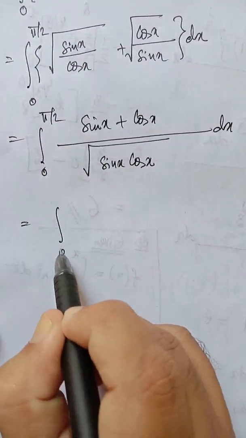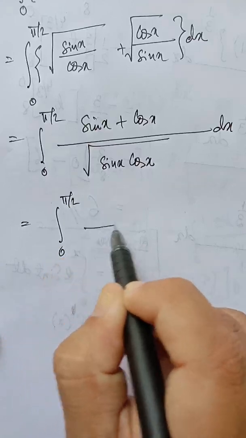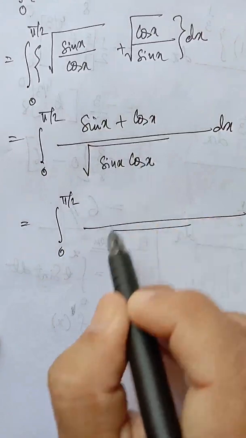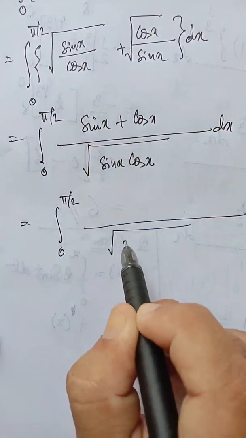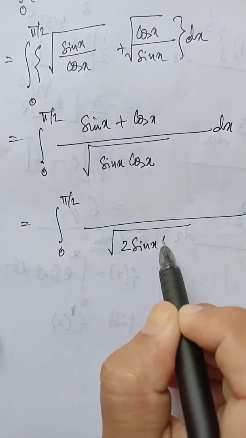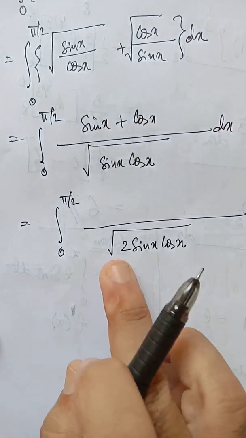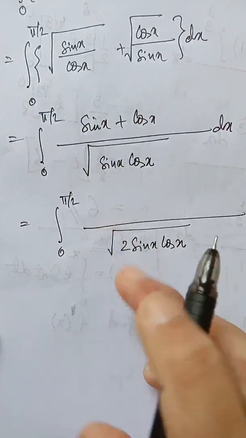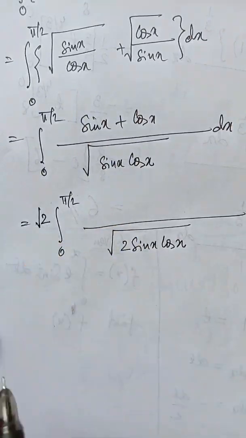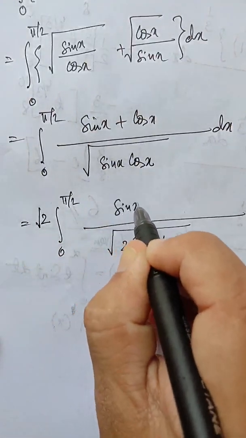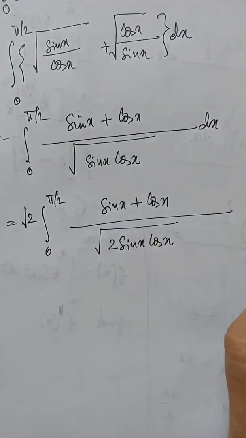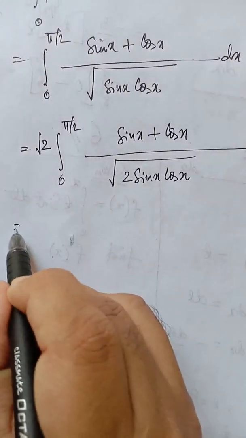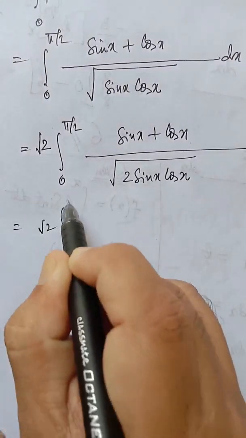Next, 0 to pi by 2, what we will do? We will write this in this way. We will write root over sin x cos x as root over 2 sin x cos x. Now, I have multiplied the denominator by root over 2. Root over 2 is extra here. To adjust, we have to multiply the numerator by root 2. Okay. Next, root 2 into 0 to pi by 2.